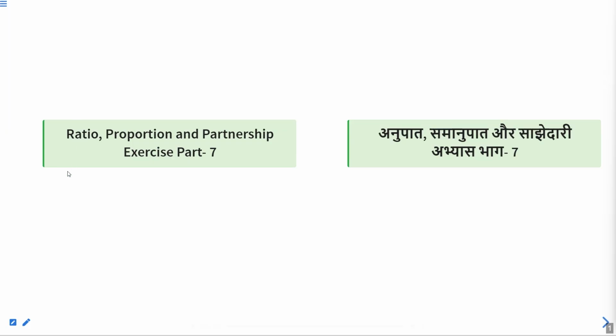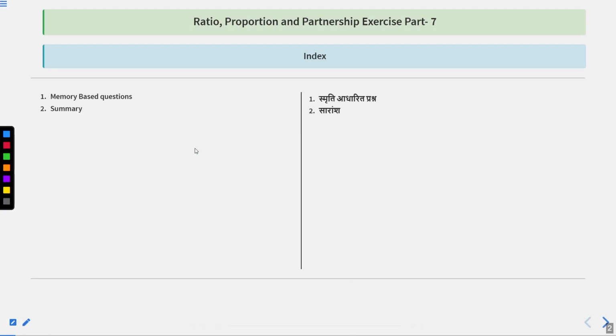Hello students, in today's class we will discuss ratio, proportion and partnership exercise part 7. Now our index is memory based questions in these slides, okay? And then we summarize our today's lecture.